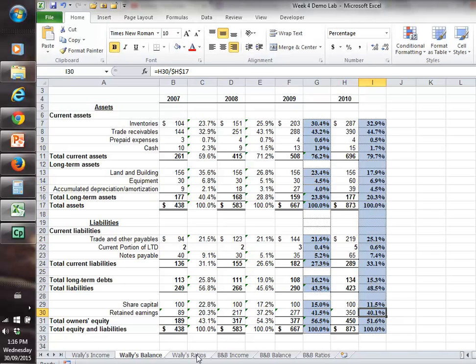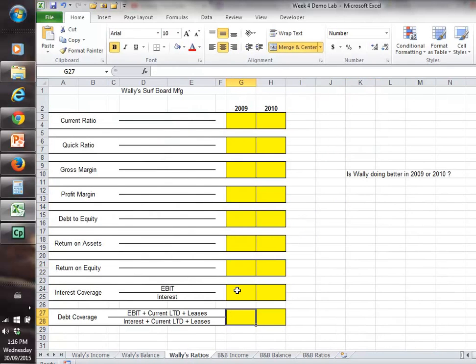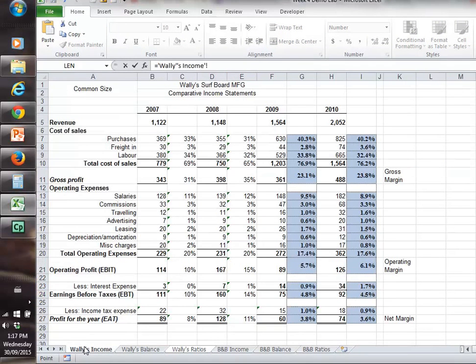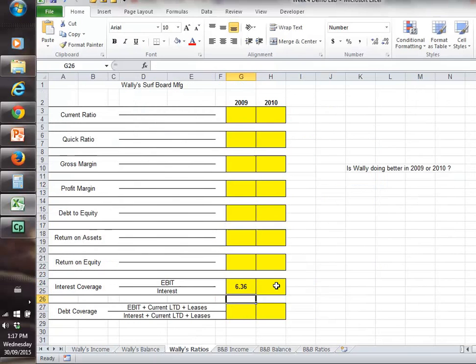Okay, now I'm going to slide over to the ratios, and I'm just going to do a couple of quick ratios here. So the interest coverage is the EBIT divided by the interest. I find that over on the income statement. Okay, so I'm going to do the 2009 EBIT divided by interest. I get 6.36 times, so my operating profits are covering my interest 6.36 times, not bad.